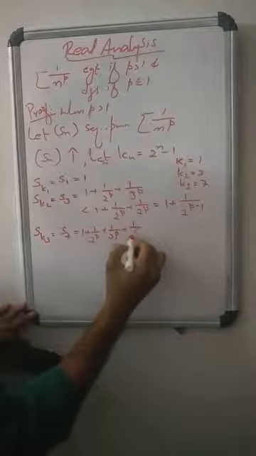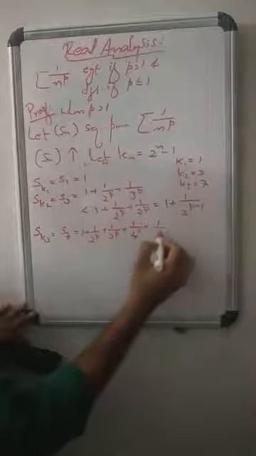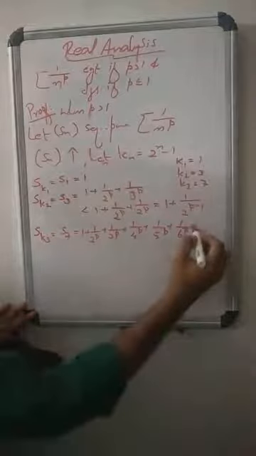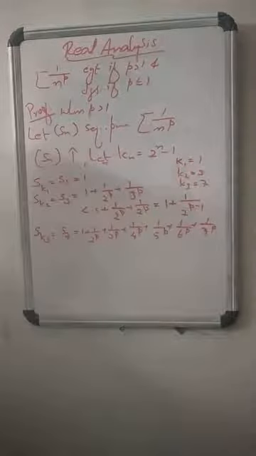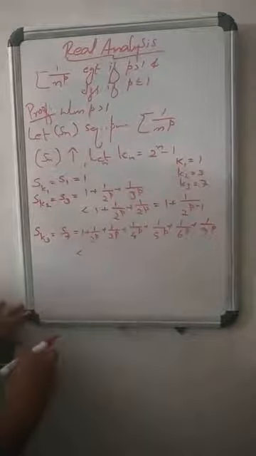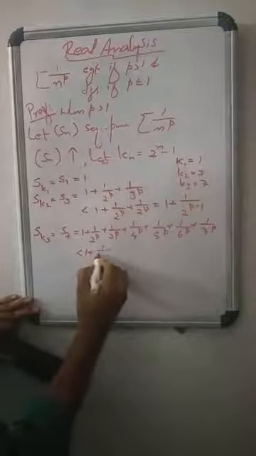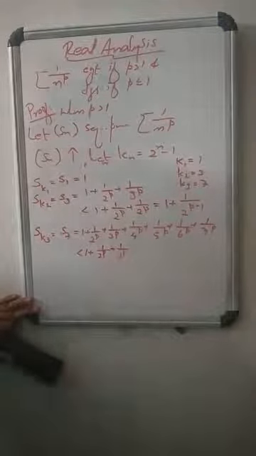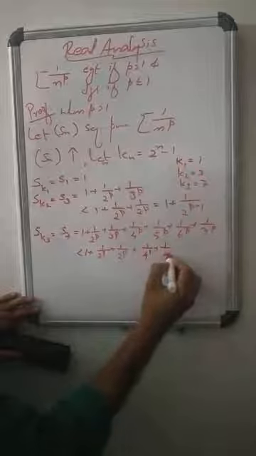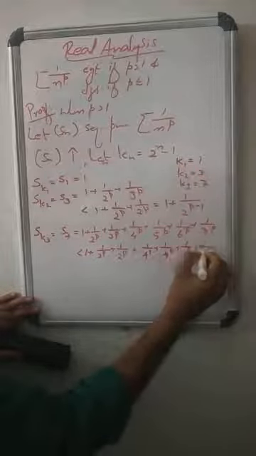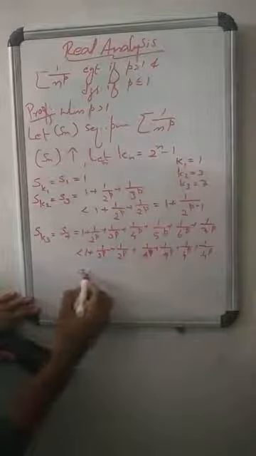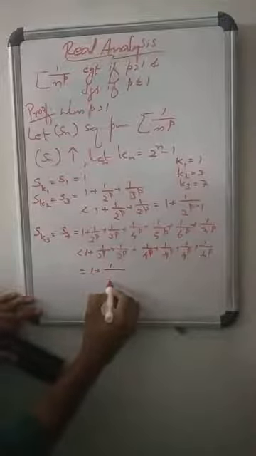S7 means 1 plus 1 by 2 power p plus 1 by 3 power p plus 1 by 4 power p plus 1 by 5 power p plus 1 by 6 power p plus 1 by 7 power p. Agreed? So it is strictly less than 1 plus 1 by 2 power p plus 1 by 2 power p, plus 1 by 4 power p plus 1 by 4 power p plus 1 by 4 power p plus 1 by 4 power p. Clear? Okay.